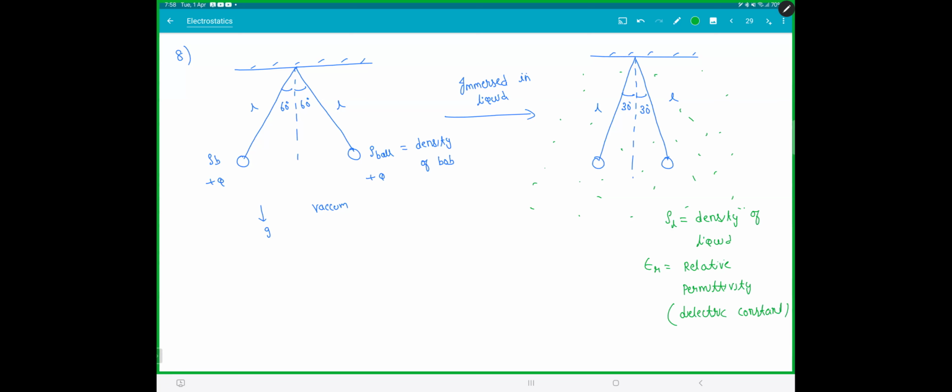Initially, the angles were 60. When you keep them in a liquid, the angles became 30. Find the density of the ball. Find rho b. So we have two pendulums in vacuum that repel each other and make 60 degrees each. Identical balls, same charge plus q. When you keep them in a liquid, something happens and suddenly the angle becomes 30. Using this data, find the density of the bobs. Answer will come in terms of rho L and epsilon R.